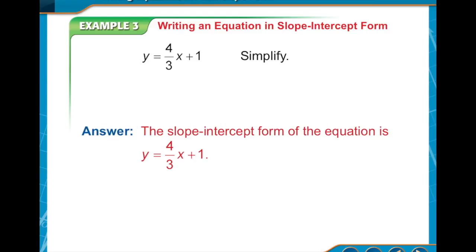When you're looking at slope-intercept form, you should be able to see what the slope is and what the intercept is. So if I wanted to pull those out of this equation, I can identify the slope as 4/3. I can identify the intercept as positive 1. So this is in fact in that form. So please have this piece down for this first example 3 type problem.